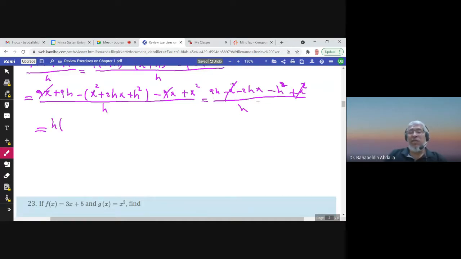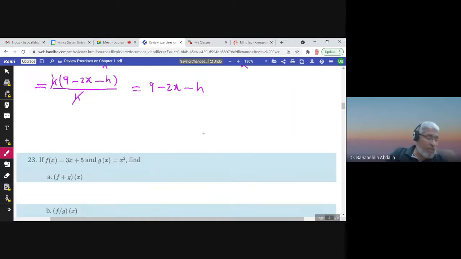factor from these three terms. So I'll have 9 minus 2x, because h is a common factor, minus h squared. I take h outside, one h outside. Now I cancel h with h, and the final answer would be 9 minus 2x minus h.